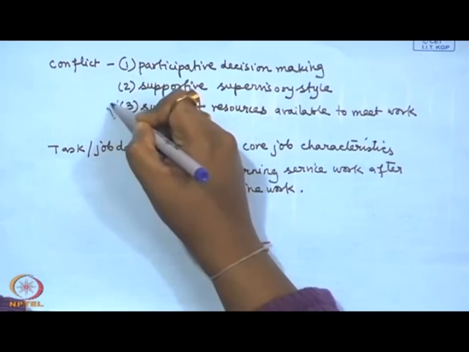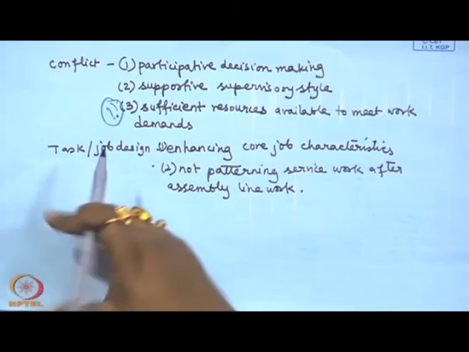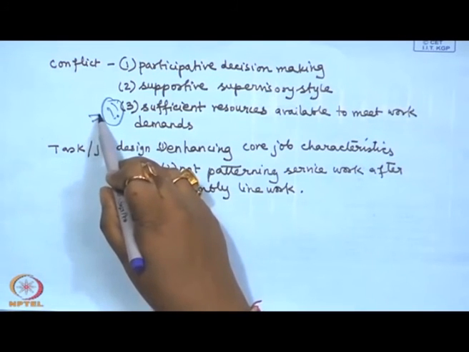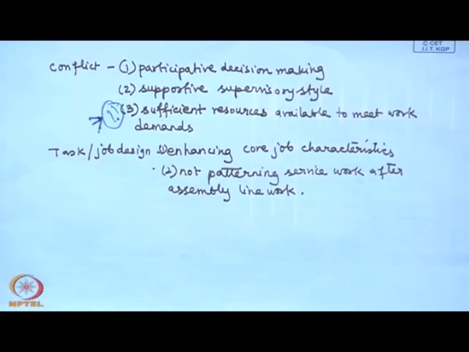This again is a very challenging part for the organization to play: how do we get sufficient resources, and how much is sufficient? And how do you reduce conflict regarding that? So, a proper job design based on the four approaches that we have discussed under ergonomics may be helpful in dealing with these aspects.